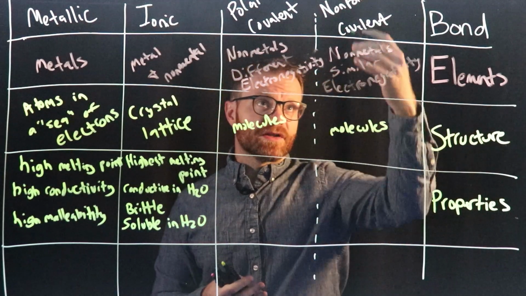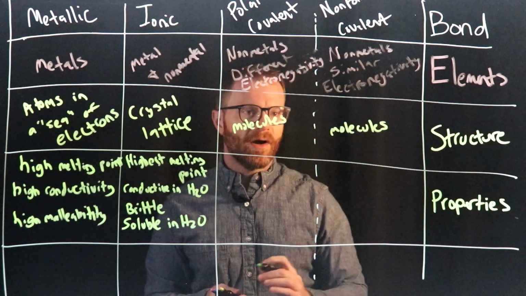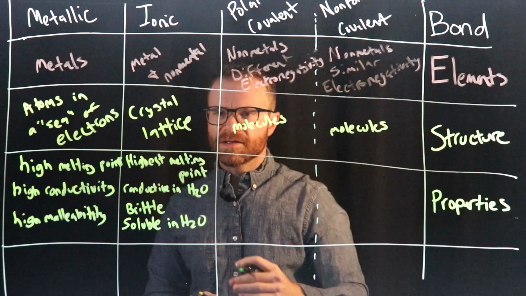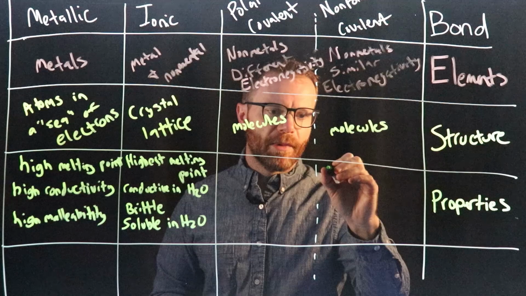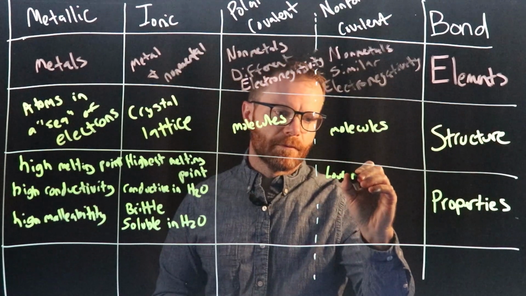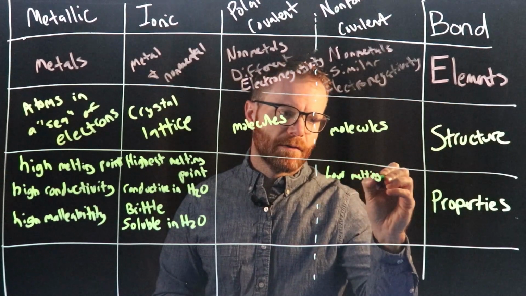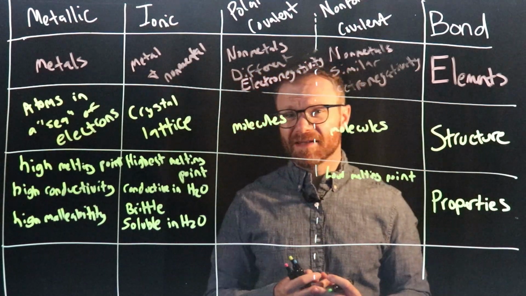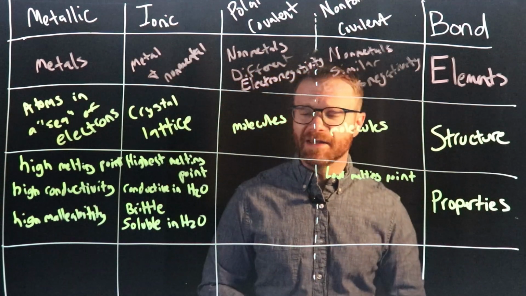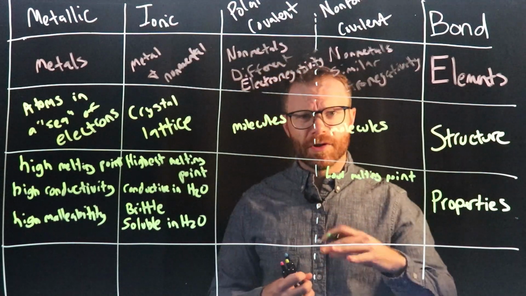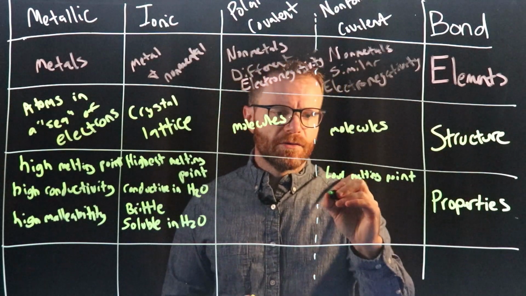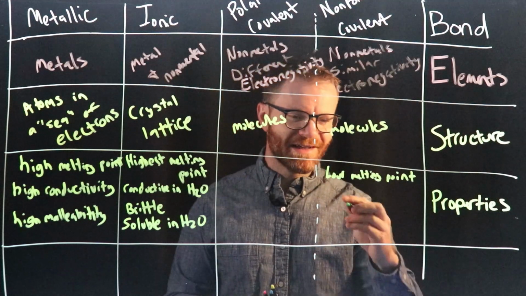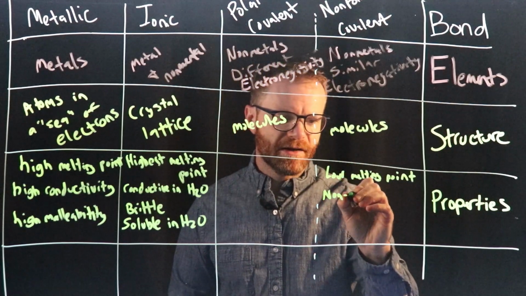So let's start by just talking about our nonpolar compounds. They're kind of the opposite of these earlier ones. They have a very low melting point for the most part. A lot of our nonpolar compounds exist as liquids, or some exist as gases, so they melt at pretty low temperatures. They tend to not conduct electricity, non-conductive.